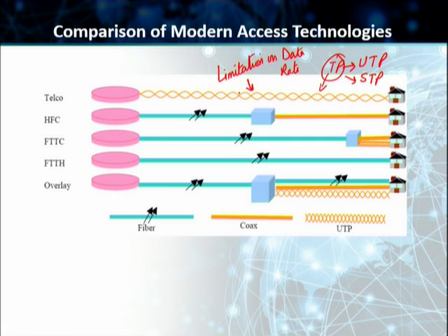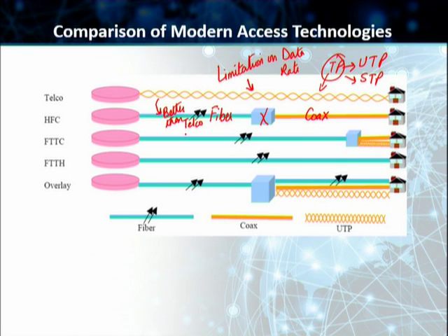Then we spoke about the HFC, and as you can see, we have a fiber from your central office all the way to a local terminating point, which is relatively closer to the home, and from that point onwards, you have a coax cable that goes to your house and terminates at your house as well. Students, it's still limited, but the data rate is better than your telco, because we are using fiber in this particular case. And as you already know, fiber is a high data rate medium.